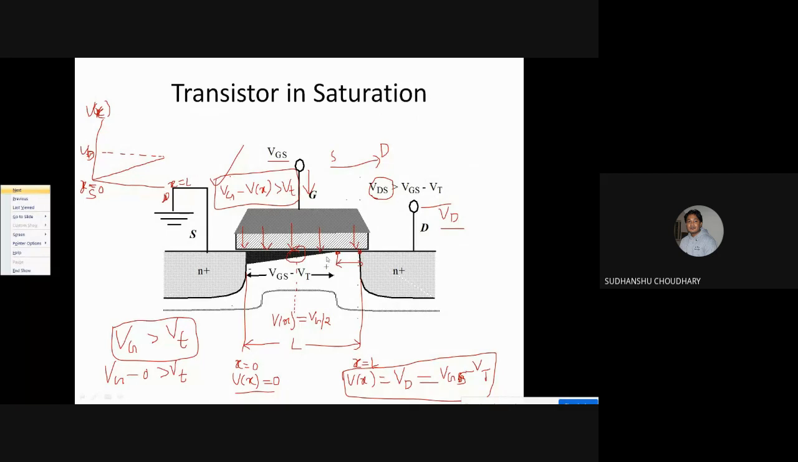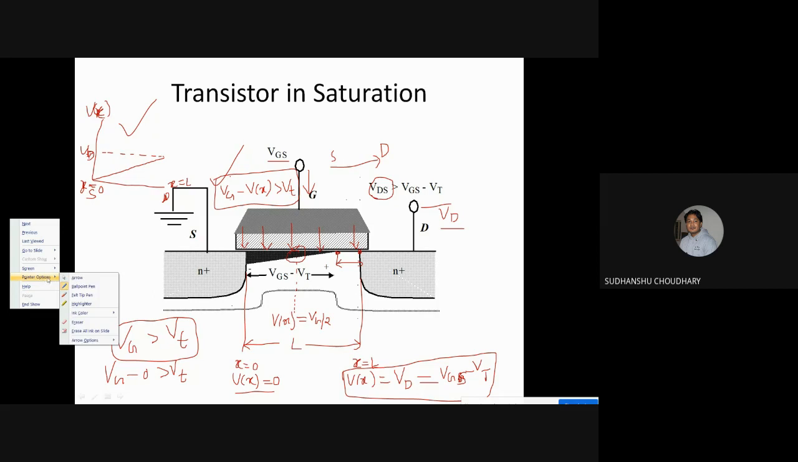And since Vx is decreasing as you move from drain to source, this term is increasing. That is why you will see a strong channel forming, and that is why it takes the shape of a wedge. It's not uniform, constant, rectangular in shape, but takes the shape of a wedge because of the channel potential, which is actually varying with position. So that was all about the concept of saturation and pinch off.